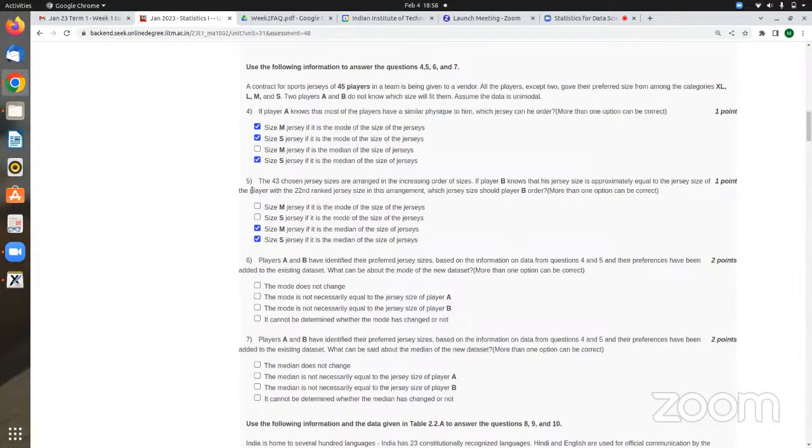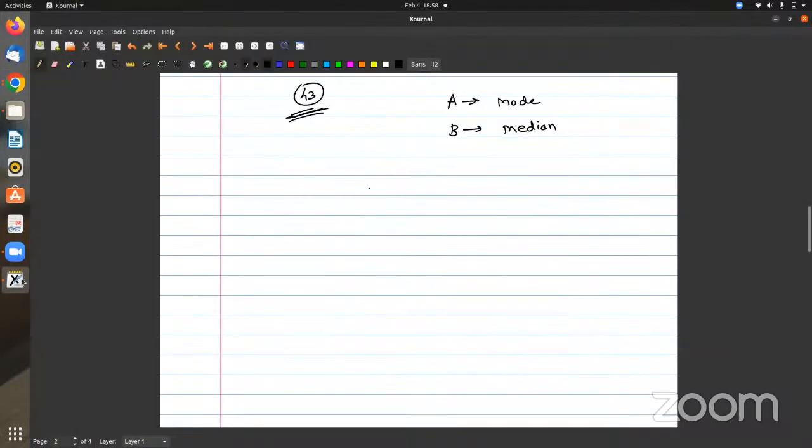And question number 5 says the 22nd rank, nearby 22nd, then it will be the median. So from question number 4, it is clear that A will prefer mode and B will prefer median. Those are their preferred sizes. After taking those jerseys, it can be median also, but that is a different part. Right now I know A will go for the mode and B will go for the median jersey size.